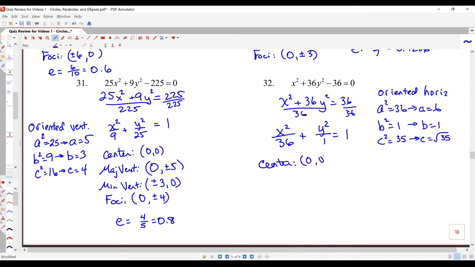Our center is at 0, 0. Our major vertices are going to be right and left 6, so plus minus 6, 0. Our minor vertices are 0 plus or minus 1. And our foci at plus or minus root 35, 0.